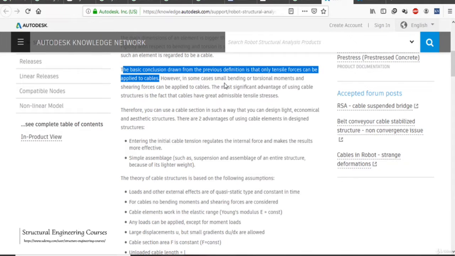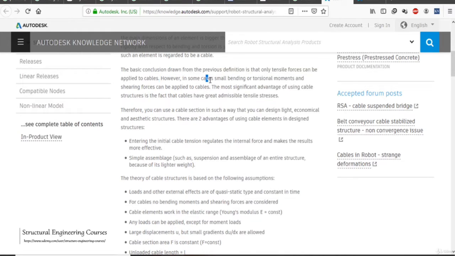However, in some cases, small bending or torsional moments and shearing force can be applied to cables, but I want you to focus on the word small only. That is not of much significance. The only significant force that cables are capable of carrying is the tensile force itself. The most significant advantage of using cable structures is that cables have great admissible tensile stresses. As in the basics of RCC structures, we know that concrete carries compression and steel carries tension. The same is the case with cable structures. That is why they are made of steel, because steel has very high tensile strength.